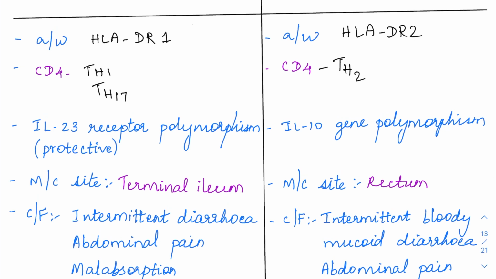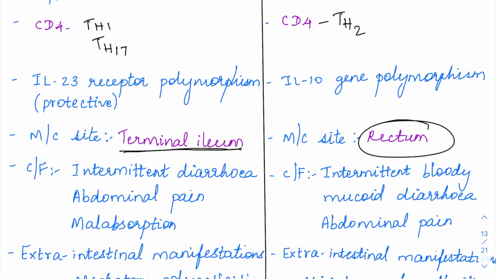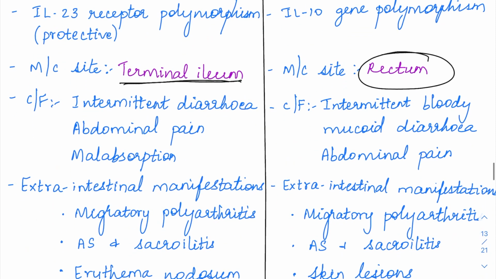The most common site involved in Crohn's disease will be the terminal ileum. The entire GIT can be involved in Crohn's disease, from the mouth to the anus, but the most common site will be the terminal ileum. However, in ulcerative colitis, the disease will start in the rectum. There will always be rectal involvement, and from there it can proceed proximally and involve the entire colon. It can also involve the small intestine, which is called backwash ileitis.